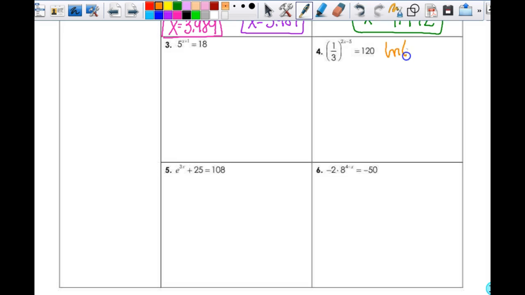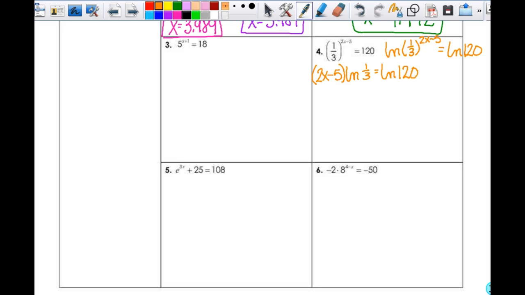So natural log of 1/3 to the 2x minus 5 power equals the natural log of 120. Everybody so far? The exponent comes out in front, so that 2x minus 5 comes out here. I'm going to multiply that by the natural log of 1/3. Now, when I do that, that 2x minus 5, I have more than one term there. It has to be in parentheses, because I want to multiply 5 times the natural log. That whole thing gets multiplied there. Does that make sense to you? That's equal to the natural log of 120.